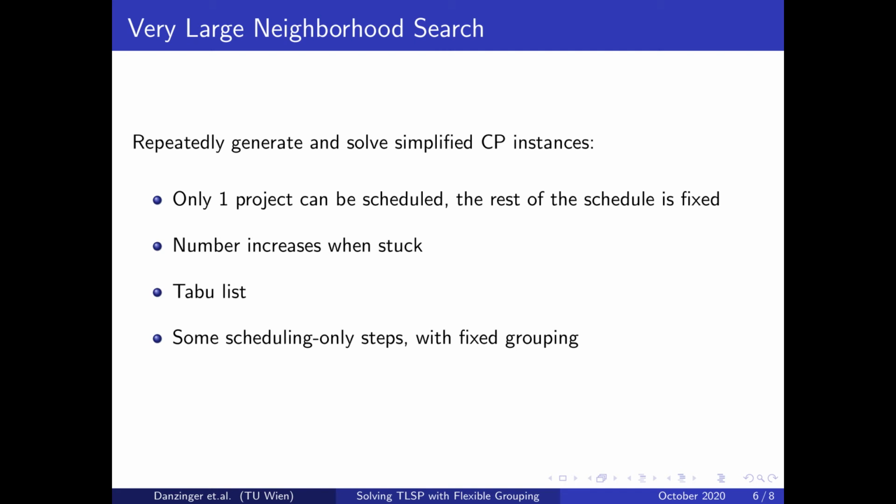These instances usually only allow one project to be changed, while all other projects have their grouping, their schedule, and their resource assignments completely fixed. The number of projects to reschedule can increase beyond 1 when the solver gets stuck. In addition, there is a to-do list to prevent unnecessary steps. Whenever a project or a set of projects was rescheduled, it becomes added to the to-do list and only removed once a potentially overlapping project has been modified. Finally, for some steps, the grouping is fixed completely to speed up the solver.